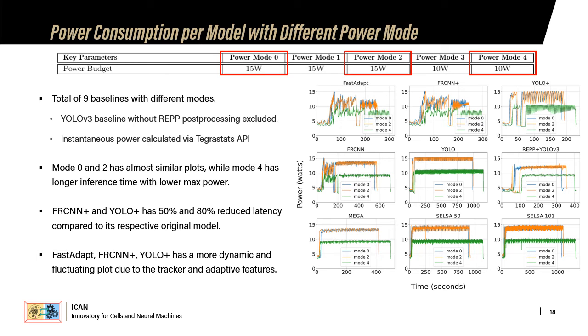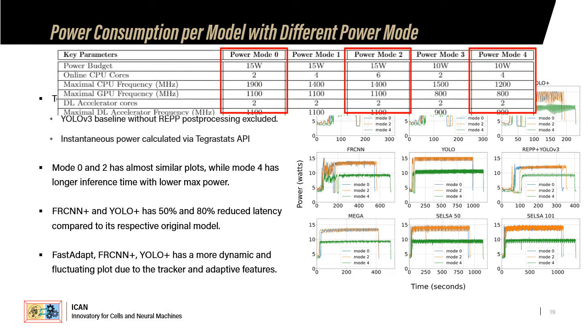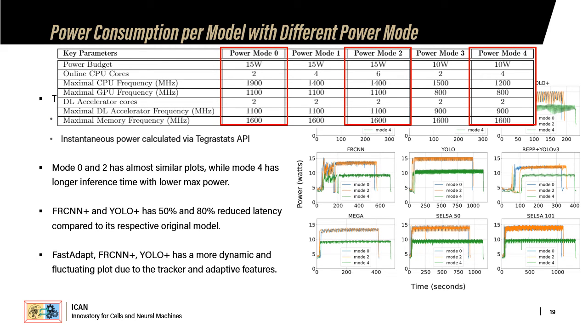To investigate further, each power mode comes with a different number of CPU cores, and different maximum frequency for CPU, GPU, and the deep learning accelerator. Mode 0 and 2 have almost similar plots and results, as their specifications were similar, but Mode 0 was always faster than Mode 2, implying that the CPU frequency could have a bigger impact than the online CPU cores. Mode 4, on the other hand, has longer inference time with lower max power due to the lower power budget and limited frequency for all CPU, GPU, and the deep learning accelerator.